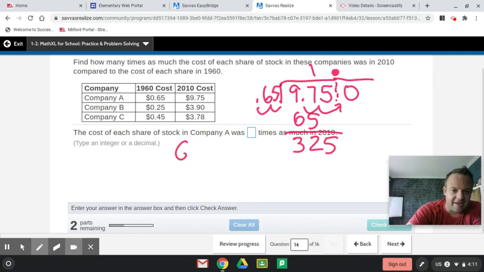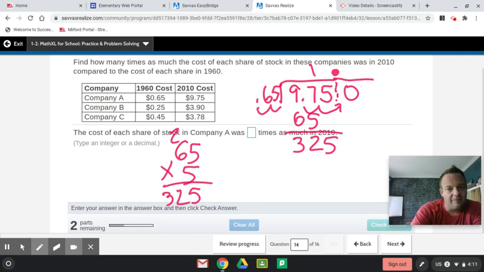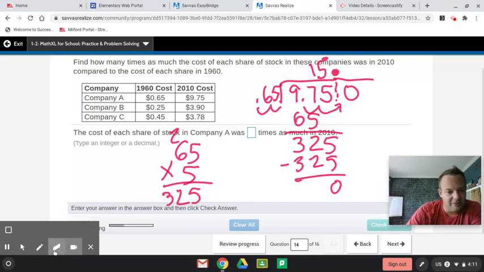65 times 5, maybe? Yeah, yes, I needed a win. Do you ever feel like that where you just need a win? Terminates, okay, so 15. 15 times as much. Let's hope one of these isn't wrong.